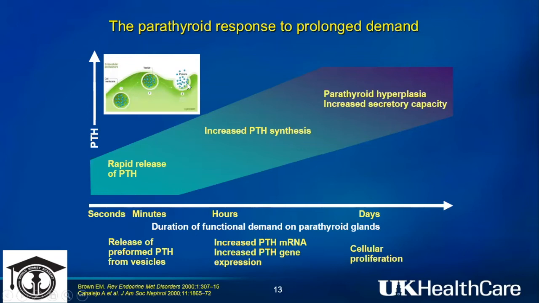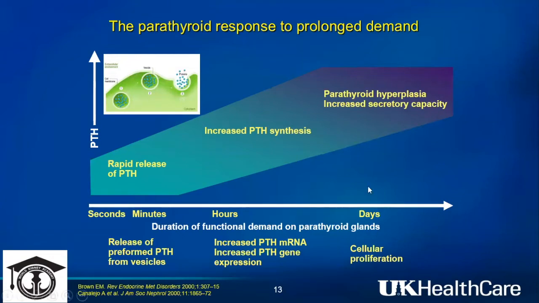This is why not all the PTH formed inside the parathyroid cell goes to the circulation. The majority stays inside the cell. Okay, if we need more and more, then there will be increased PTH synthesis, because these vesicles will be depleted shortly. So now the gland will increase the synthesis through increased PTH mRNA and gene expression.